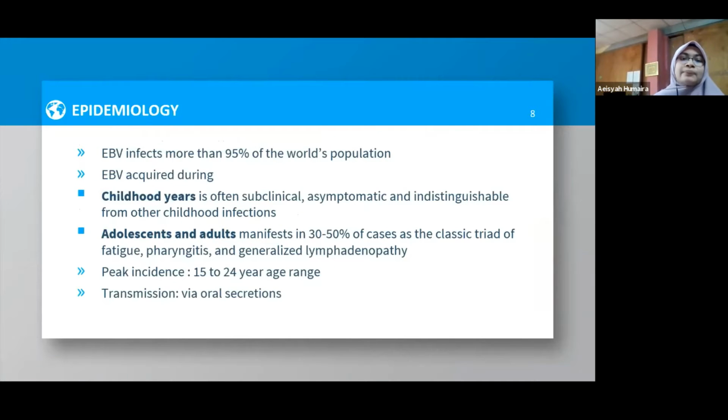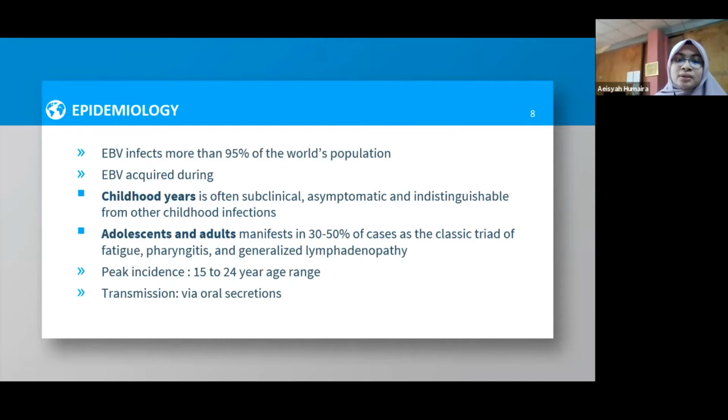For the epidemiology, Epstein-Barr virus infects more than 95% of the world's population. The virus is acquired during the childhood years, is often subclinical, asymptomatic, and indistinguishable from other childhood infections. Less than 10% of children present with clinical infection, although there is a high rate of exposure. The incidence of symptomatic infection begins to rise in adolescence through the adult years.